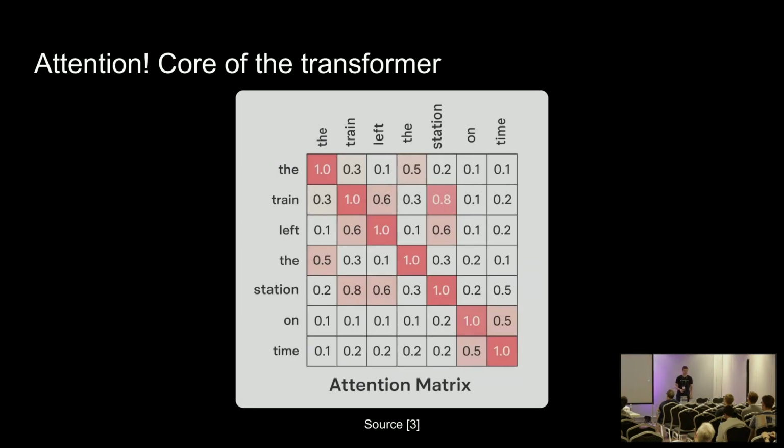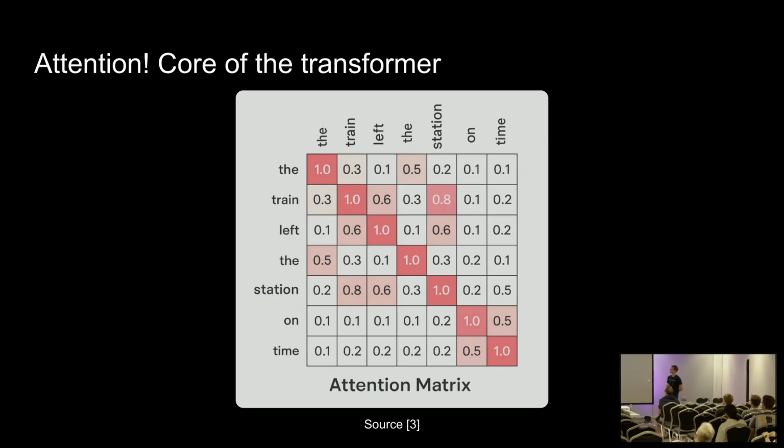So attention is the core of the transformer. This is the central part that we need to understand if we want to know how modern language models work, is this attention block. Here is an example. You can see a sentence going in. So let's say: the train left the station on time.